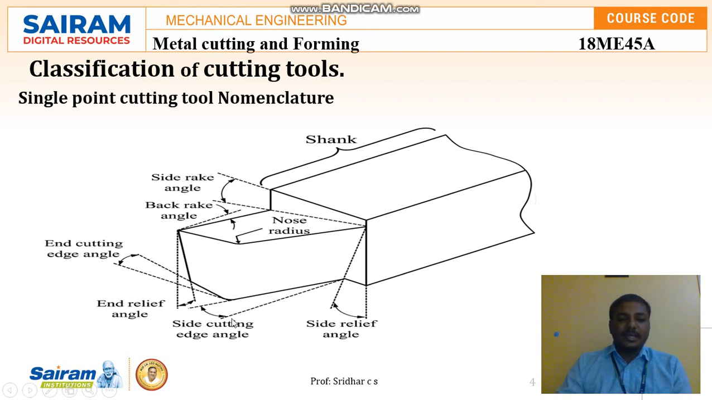This we call the side cutting edge angle, and the difference between these two angles we call the end relief angle, and the angle between these two portions we call the end cutting edge angle. So these are some of the major parts, especially when we are discussing the single point cutting tool nomenclature.